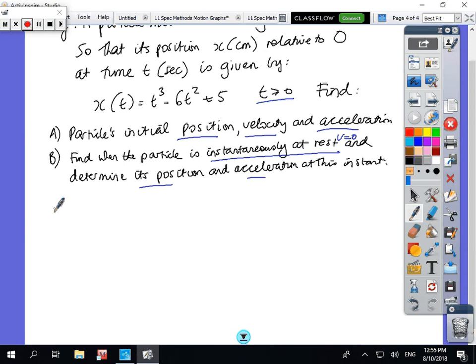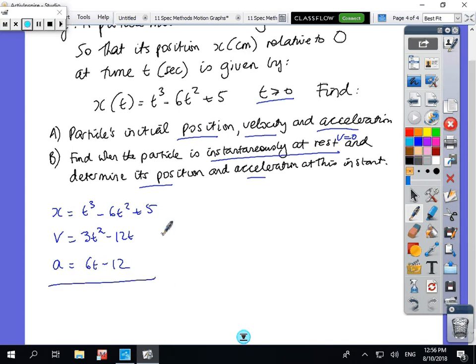So x equals t cubed minus 6t squared plus 5. Straight away we know that the velocity is the derivative, so 3t squared minus 12t, and the 5 disappears. And we might as well write down acceleration because we need it. That's 6t minus 12. So there are three formulas.